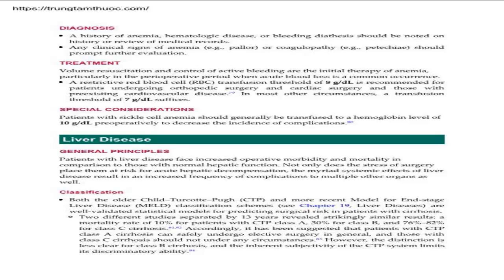Classification: both the older Child-Turcotte-Pugh (CTP) and more recent Model for End-Stage Liver Disease (MELD) classification schemes, see Chapter 19, Liver Diseases, are well-validated statistical models for predicting surgical risk in patients with cirrhosis. Two different studies separated by 13 years revealed strikingly similar results.